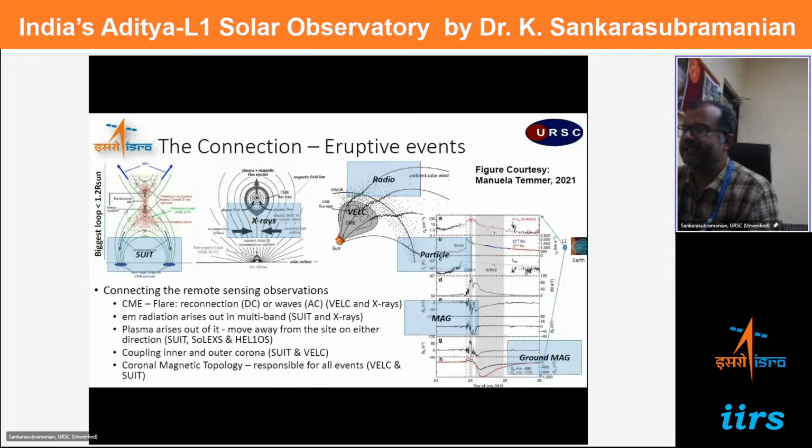Okay, I will not go into the details of this. This is basically linking the solar flares and CMEs, which originate because of magnetic reconnection. The magnetic field plays a major role in the particle acceleration as well as the coronal mass ejections. So this will be manifested as flares and coronal mass ejections, which can be studied using SUIT as well as the X-ray payloads as well as the VELC.